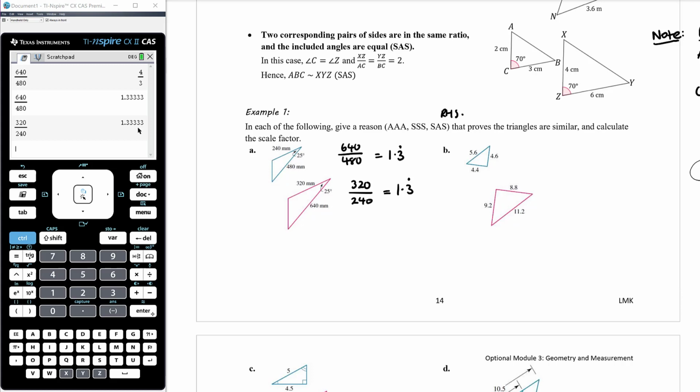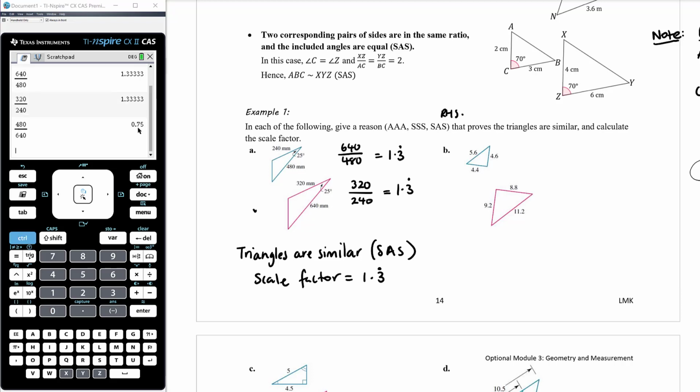So we know that these triangles are similar due to side angle side, and the scale factor, which the question also asks for, the scale factor is 1.3 recurring. So that's what we've worked out up here. Or if we went back the other way, it'd be 480 divided by 640, 0.75 going this way. But as I said, we tend to use the growth one, so the one that's bigger than 1. But answering 0.75 wouldn't have been an incorrect statement.